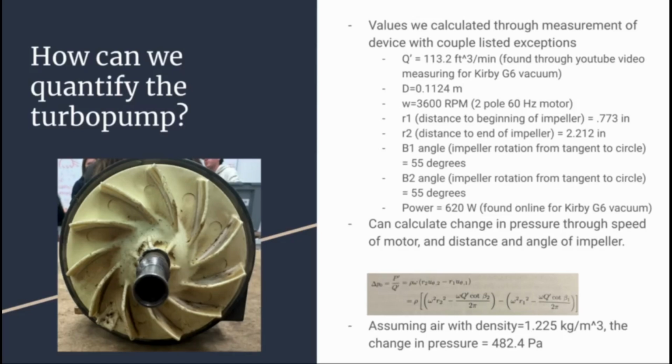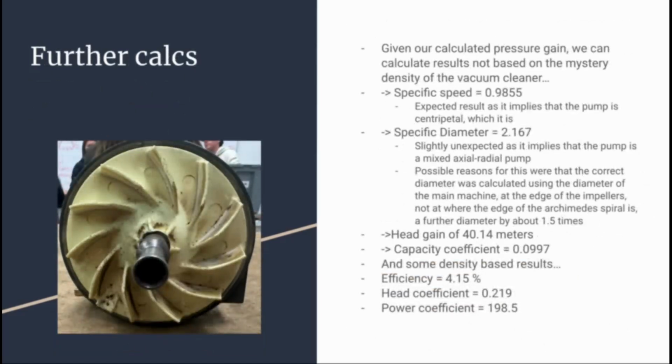However, using that pressure gain, we can calculate the specific speed and specific diameter, which are the same regardless of the density of our fluid. We got those to be 0.9855 and 2.167 respectively. The specific speed number lined up with our expectations for a centrifugal pump. However, our specific diameter number was slightly lower than what we expected, indicating a mixed axial radial pump. However, this was still within the correct magnitude, so we are happy about that.